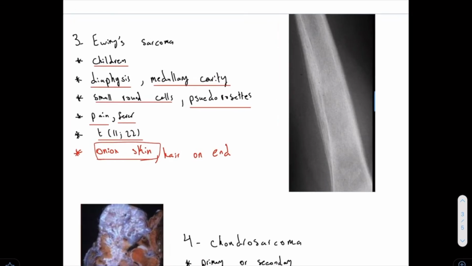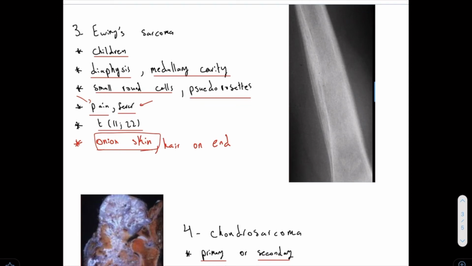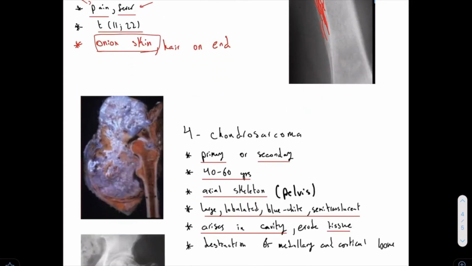Very important presentation is fever, okay, fever and pain. It's also associated with translocation 11 to 22, which I'm not sure if it's in the slides, but just know it because it comes in the question sometimes, okay? The radiology is described as onion skin appearance, which you see here. It's like thin layers of bones over each other. It's also called hair-on-end appearance, okay?